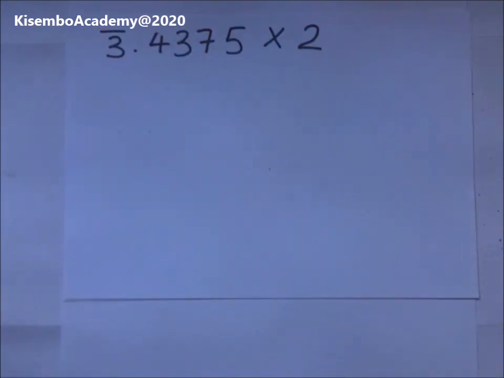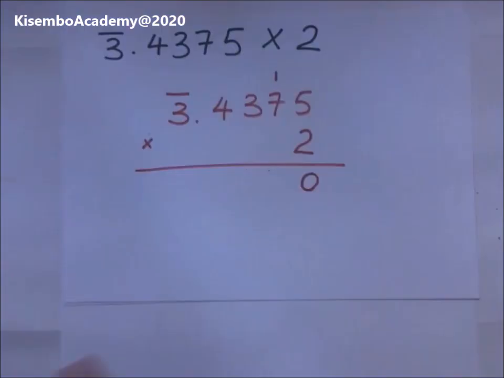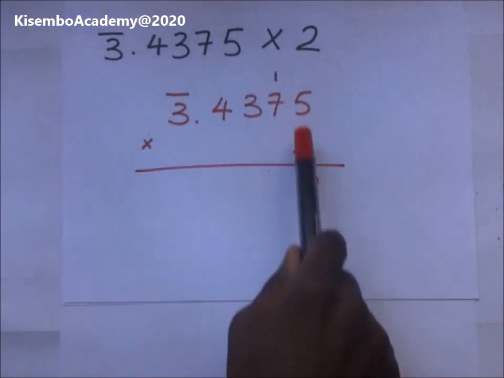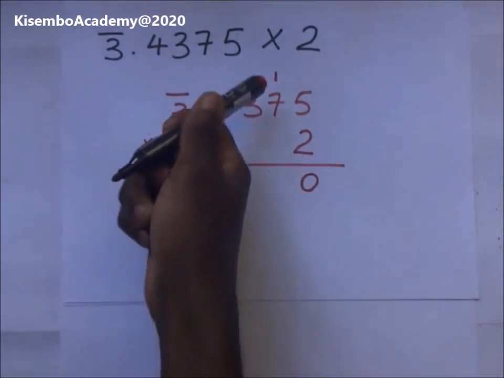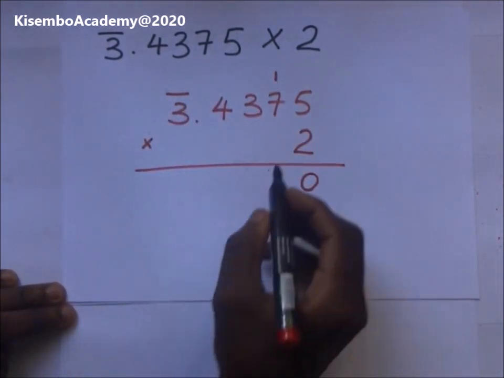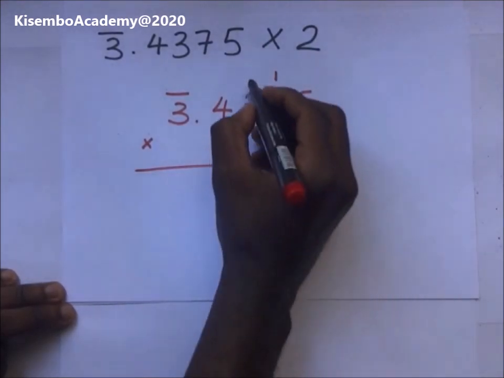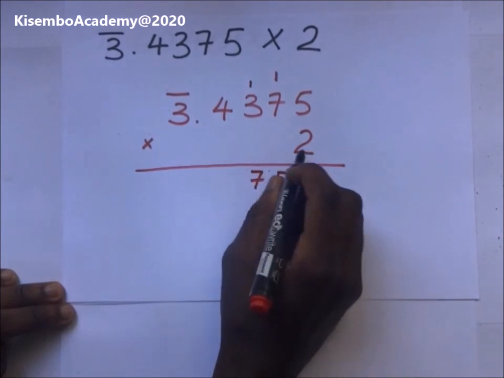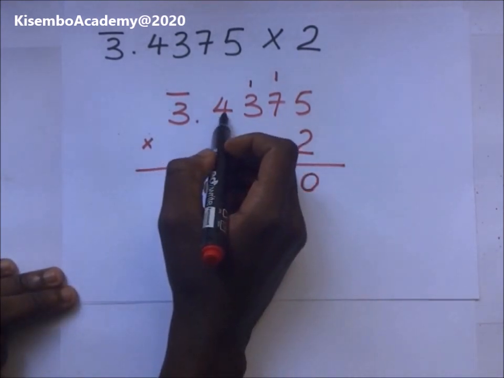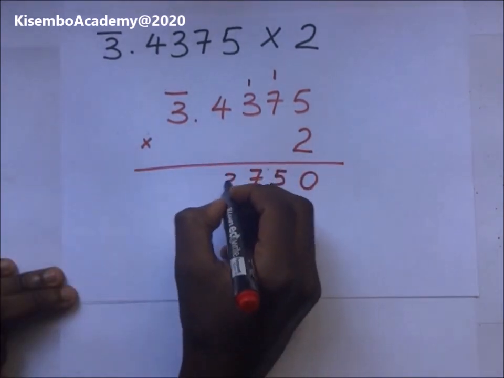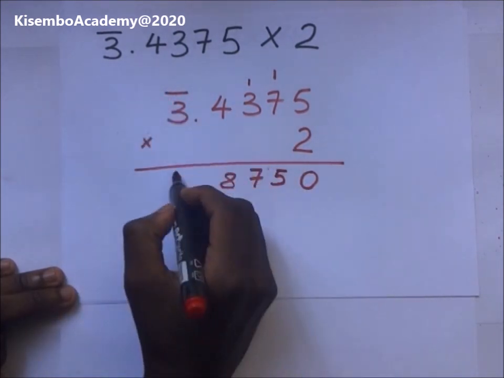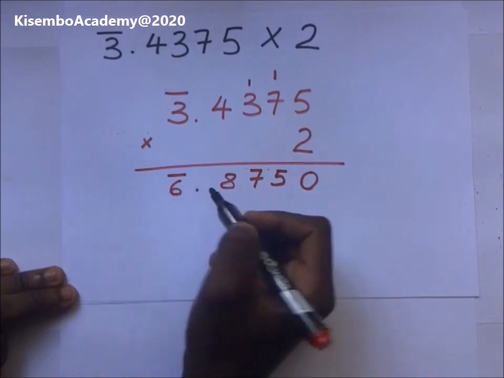So how do we multiply them? Multiplying them is going to be, so 2 times 5 is 10. So you write here 0, you carry 1. 7 times 2 is 14. 14 plus that 1 is going to give us 15. So you write 5, carry 1. 2 times 3 is 6. 6 plus 1 is 7. Then 2 times 4 is 8. Then we have 2 times 3 bar. 2 times 3 bar is 6 bar.